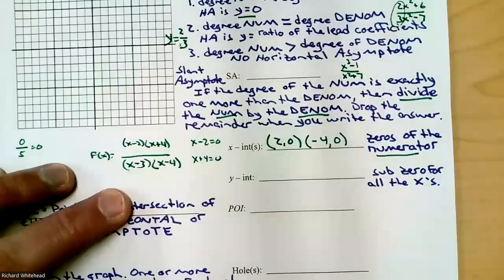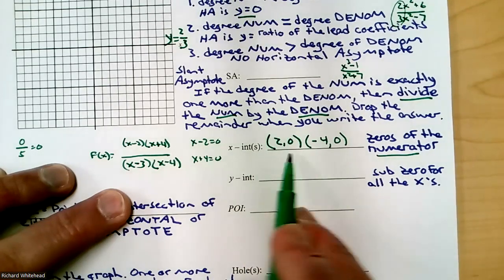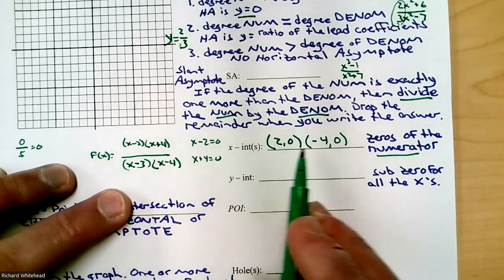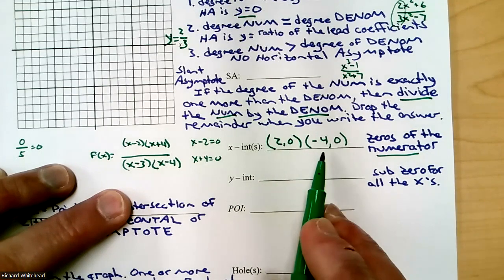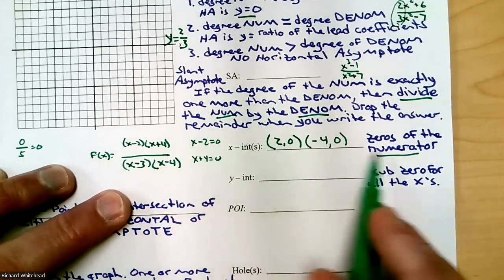So x-intercepts need to be written as points. X-intercepts need to be written as points, 2 comma 0, and the y-coordinate is always 0. What makes it equal to 0?